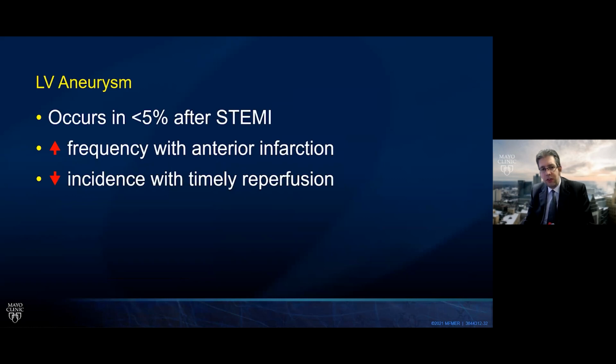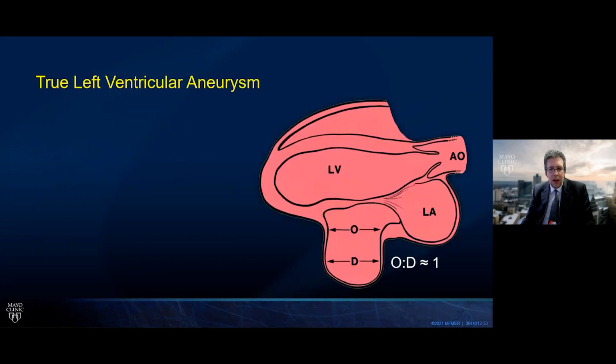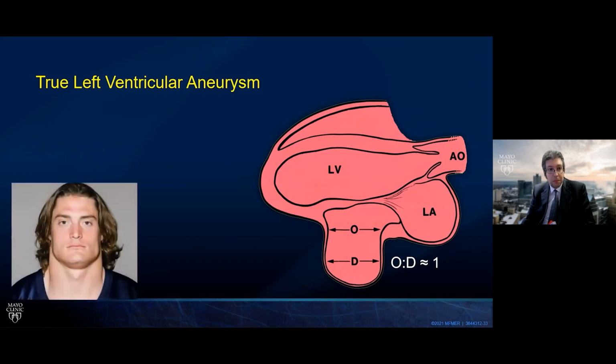LV aneurysm occurs in less than 5% of STEMIs, very infrequent, and tends to be in patients with anterior infarct, with a decreased incidence now that we have more timely reperfusion. While it most typically shows up in the apex, I've shown here an example of a basal inferior finding. This involves all layers of the myocardium and will have a broad-based neck.